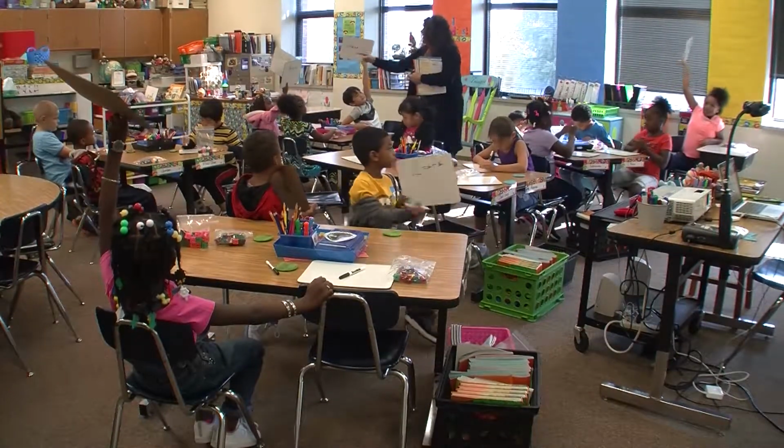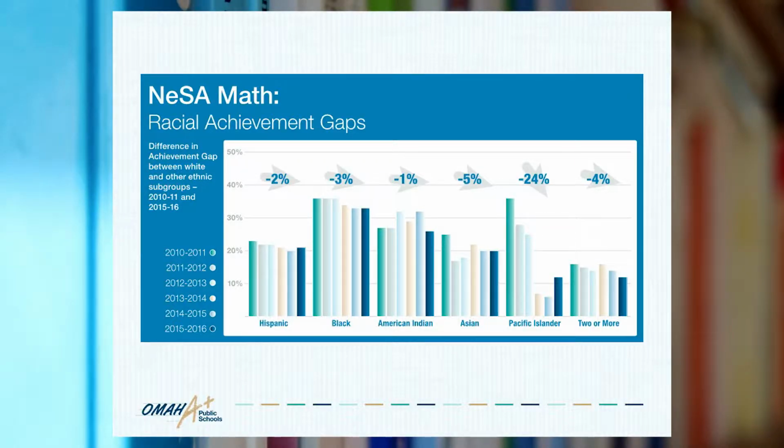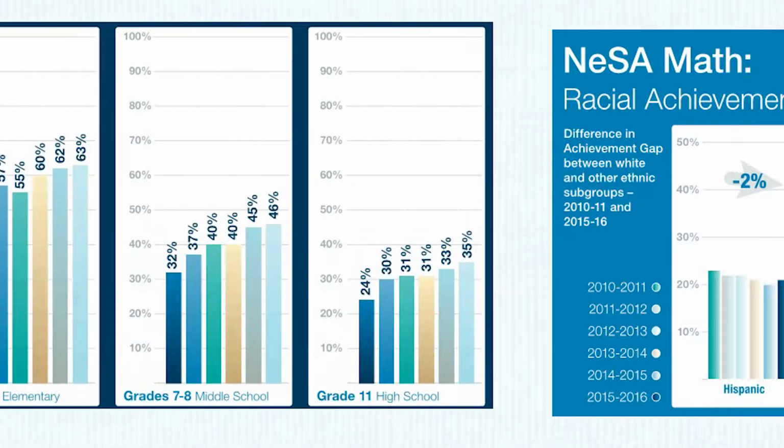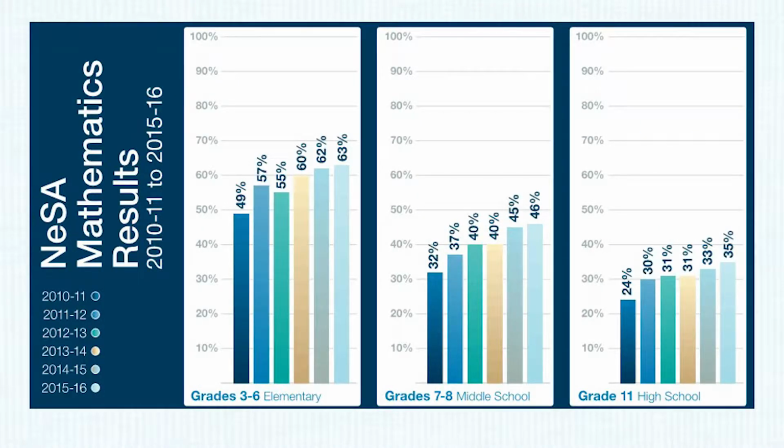What has this resulted in? Well, 6 years later, we are proud to announce that our graduation rates are at 80%, and we've actually gone up in OPS graduation rates 10 years in a row. We have decreased our academic achievement gap between racial subgroups, ethnic subgroups, and free and reduced lunch. At the same time, our overall achievement has gone up.